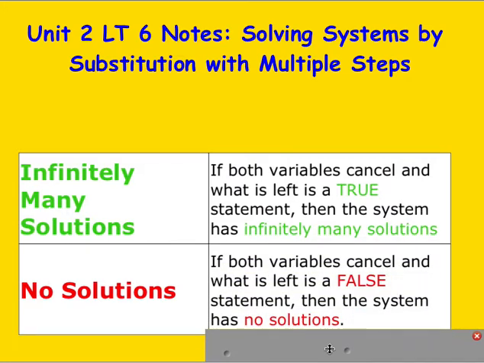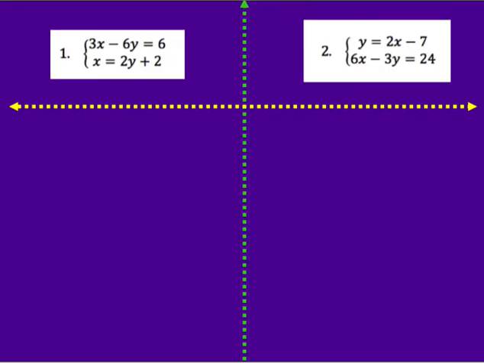Now, if what's left over is a false statement when they cancel out, then you have no solution. So if you have something like 0 is equal to -9 or something to that effect, then it's a no solution scenario because it is a false statement. So let's go ahead and take a look at some times when we would use this.